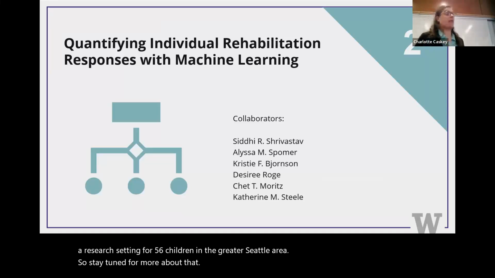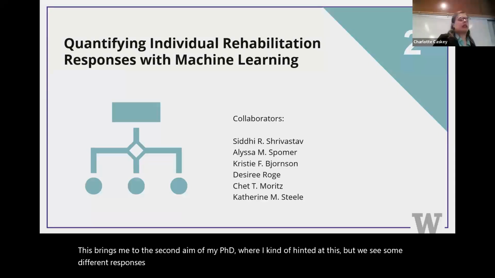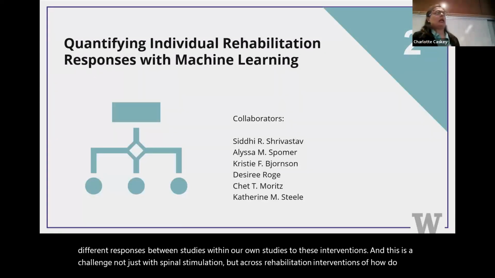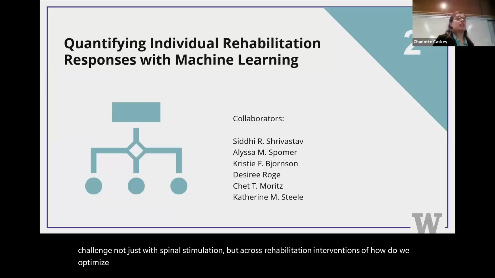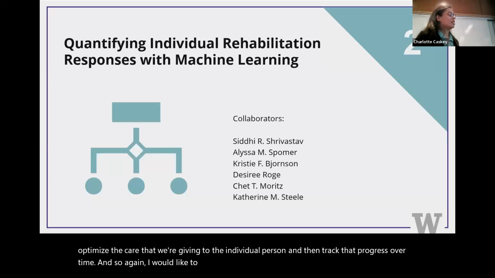This brings me to the second aim of my PhD, where I kind of hinted at this, but we see some different responses between studies within our own studies to these interventions. And this is a challenge not just with spinal stimulation, but across rehabilitation interventions of how do we optimize the care that we're giving to the individual person and then track that progress over time. And so again, I would like to thank my amazing collaborators for our work on this project.